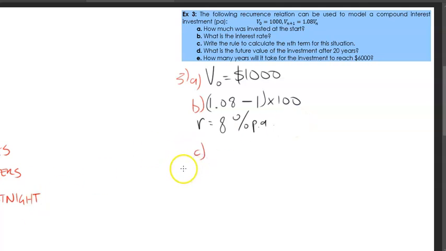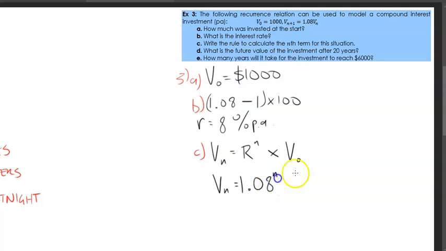C. Write the rule to calculate the nth term for the situation. So remember, the template rule is V of n is equal to R to the power of n times V of 0. We're going to find what our R is, we've got to find what our initial amount is, V of 0, and we can plug this in. V of n is equal to our common ratio, which is already provided to us within the question, 1.08, to the power of n times whatever the initial amount is, 1,000. There's our rule, and now we're going to use our rule to help us solve for D.